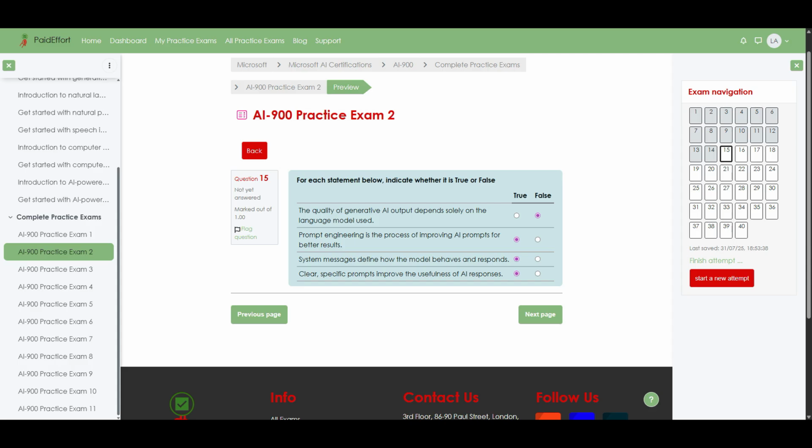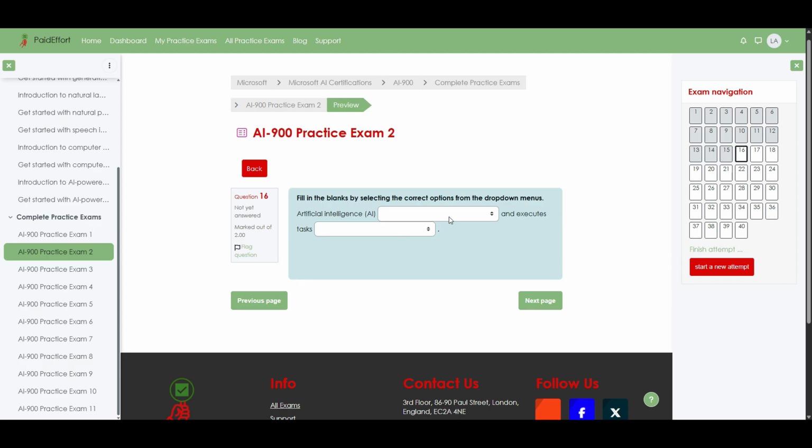And lastly, the fourth statement is true as well. Clear, specific prompts almost always lead to better responses. When the model knows exactly what you're asking, it can generate more accurate and context-aware answers. So effective AI interaction isn't just about having a great model, it's also about how you guide it.